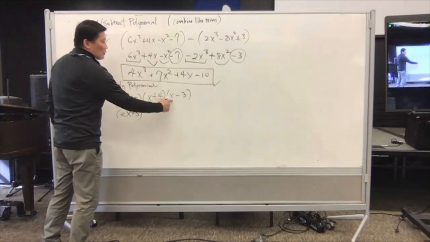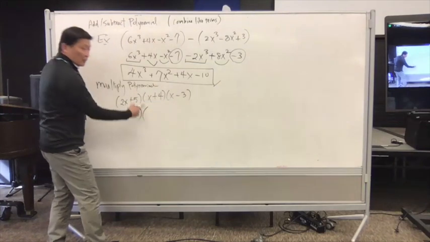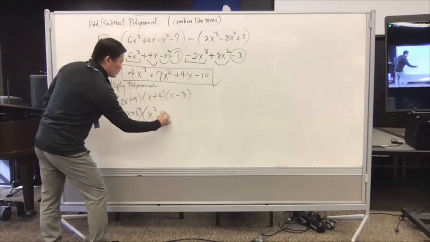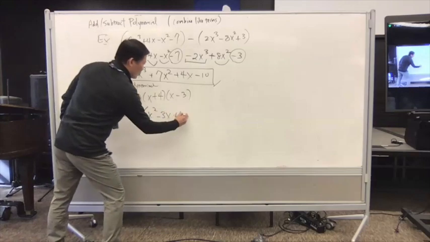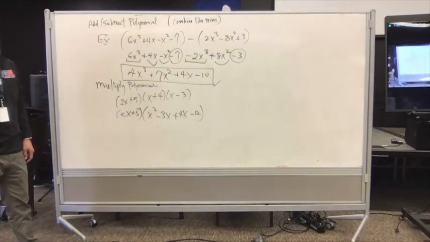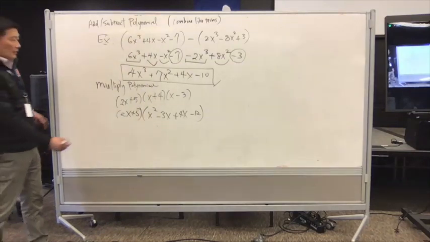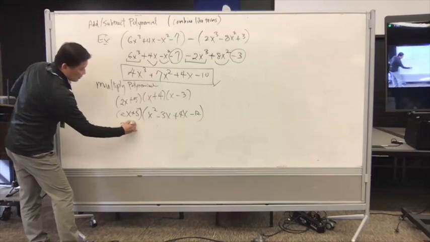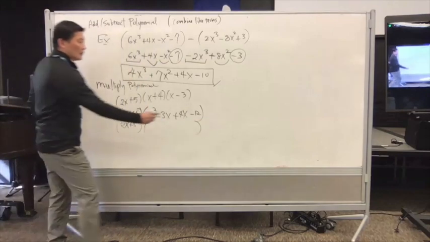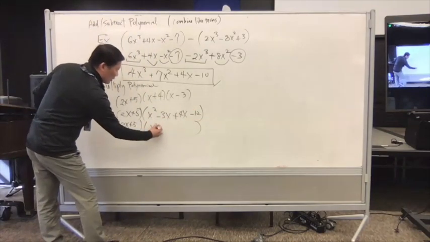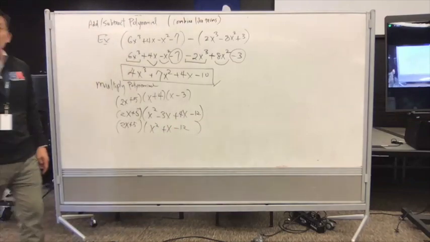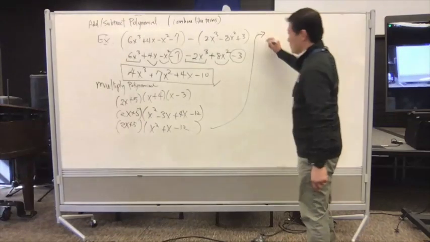Now, x plus 4 times x minus 3, so let's multiply this out. Put a parenthesis around it so you can keep track. This is x squared, minus 3x plus 4x minus 12. So far, so good? This is, again, 2x plus 5. Keeping out here, simplify this a little bit. This is x squared plus x minus 12.